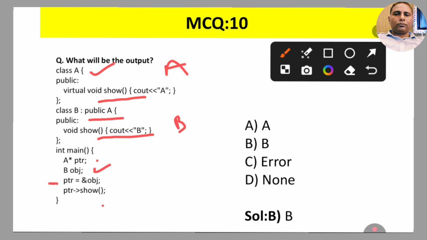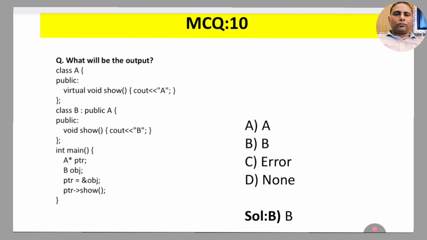So in this case, what will be the output? I think in this case we are writing the virtual keyword here. So if we write the virtual keyword, it will give the output of the derived class. Although it is a pointer of class A, because we are writing the virtual keyword, it should give the output of the derived class, that is B. So we have the options A, B, error and none. We should have the answer B, so B is the option.